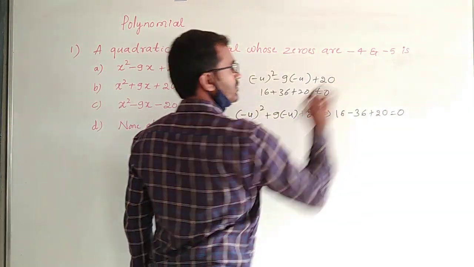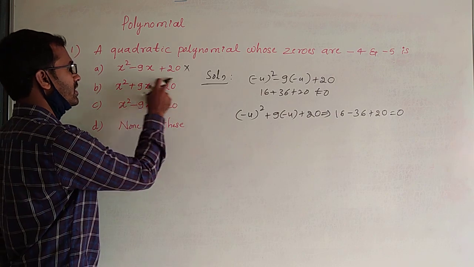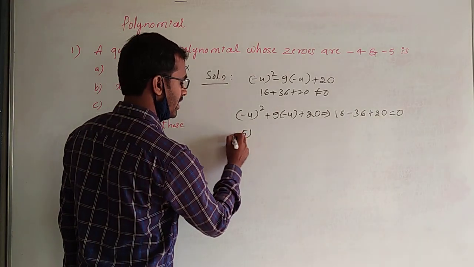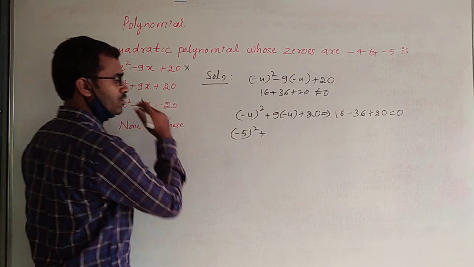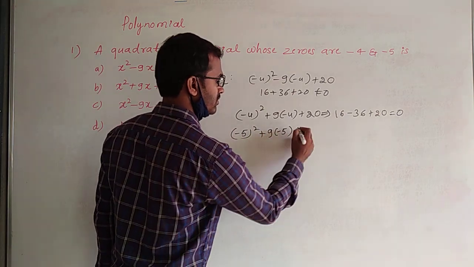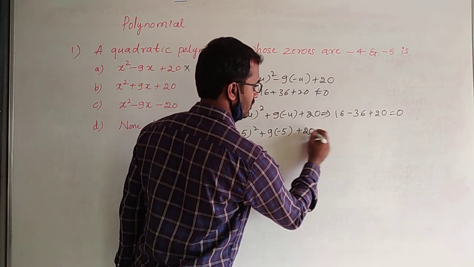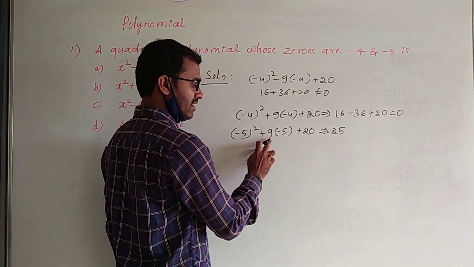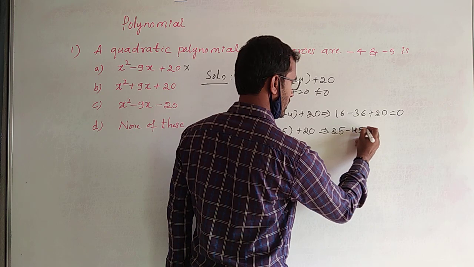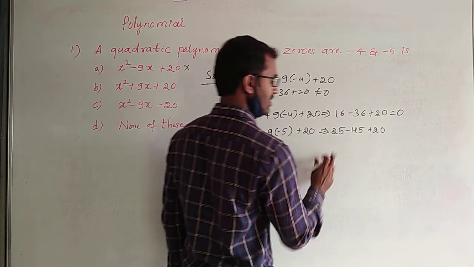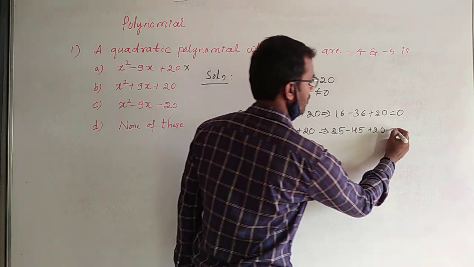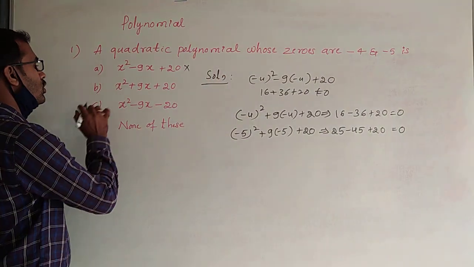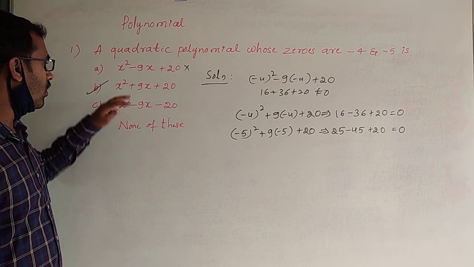Again, check whether -5 is also a zero of the quadratic polynomial. Take x equal to -5: (-5) square plus 9 into -5 plus 20. (-5) square is 25, 9 into -5 is -45, plus 20. 25 plus 20 is 45, minus 45 gives 0. Therefore -4 and -5 are zeros of the polynomial. Option B is the right answer.